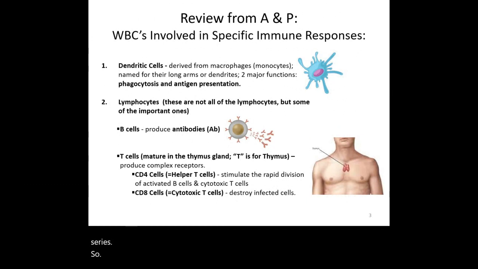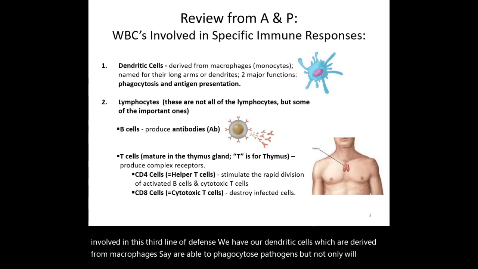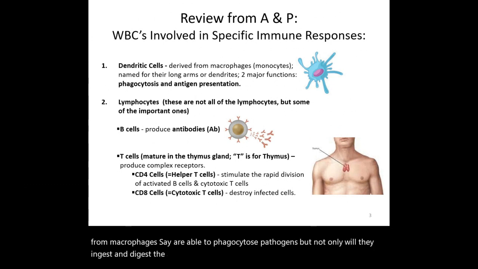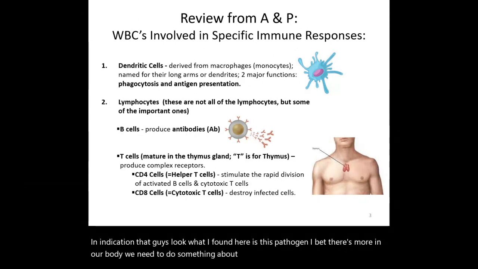A quick recap from A and P, some of the key white blood cells that are going to be involved in this third line of defense. We have our dendritic cells, which are derived from macrophages. They are able to phagocytose pathogens. But not only will they ingest and digest the pathogen, they will present part of that pathogen as kind of like an indication that, hey, guys, look what I found. Here's this pathogen. I bet there's more in our body. We need to do something about it, okay?